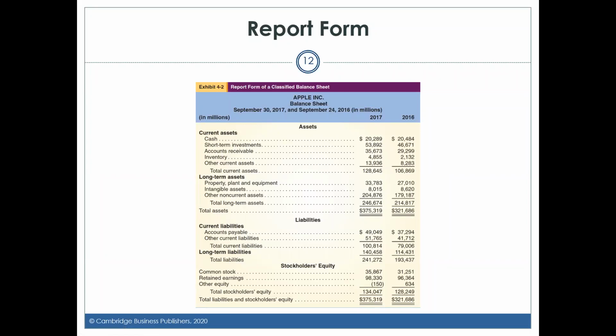What would that be? Would that be 20? Would that be 200 million? 20,289 times 100,000. No, it's 20 billion 289 million. Good grief, they're rich.